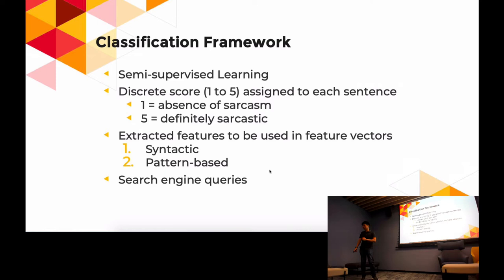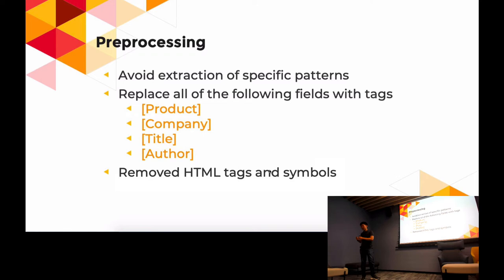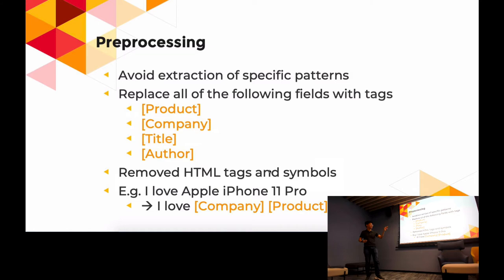For pre-processing, we want to avoid the extraction of some specific patterns. For example, given a product name, we don't want this to be learned by the framework. So products, companies, titles, and authors are all removed, or rather changed into tags. HTML tags and symbols were also removed. Given the review "I love Apple iPhone 11 Pro", it becomes "I love company product".